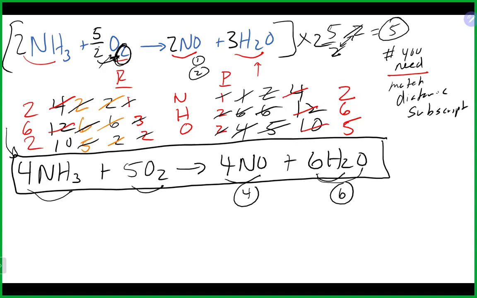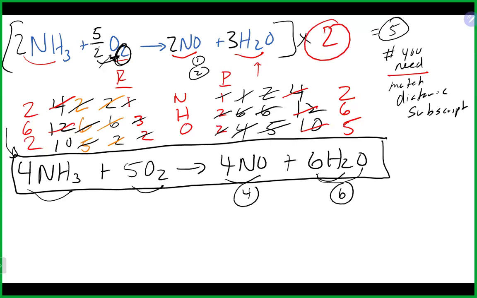Everything by 2? Yep. Yeah, you multiply all the coefficients by 2. So we have to clear the fraction, and the only way to clear the fraction is to multiply by the denominator, the number on the bottom. So in this case, we would multiply by 2.